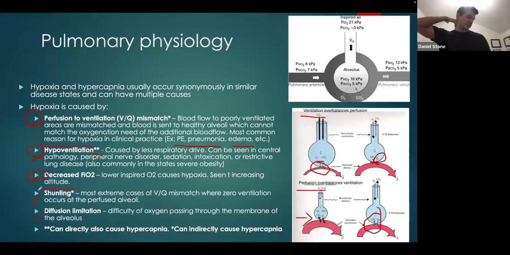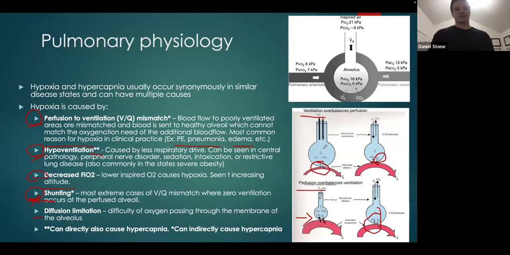And or you can develop some severe forms of VQ mismatch where basically you're shunting away from spaces. This is usually reserved for cases like cardiac shunts, like VSD, ASDs that aren't treated, where you're having actual non-oxygenated blood shunting across the heart, bypassing the lungs. This is a little bit more severe and seen less often than VQ mismatch.